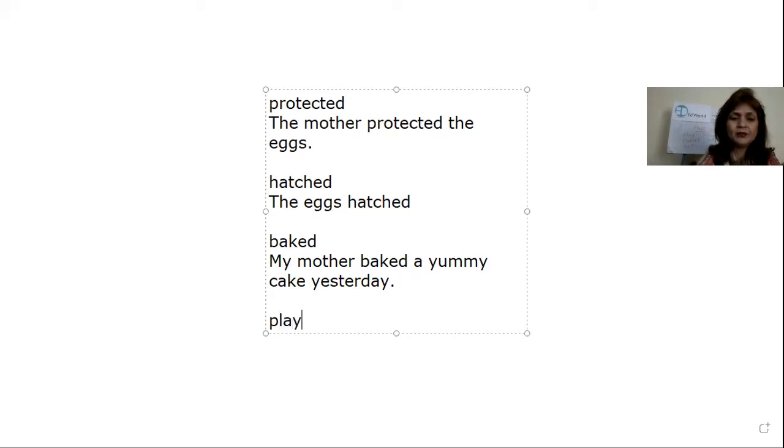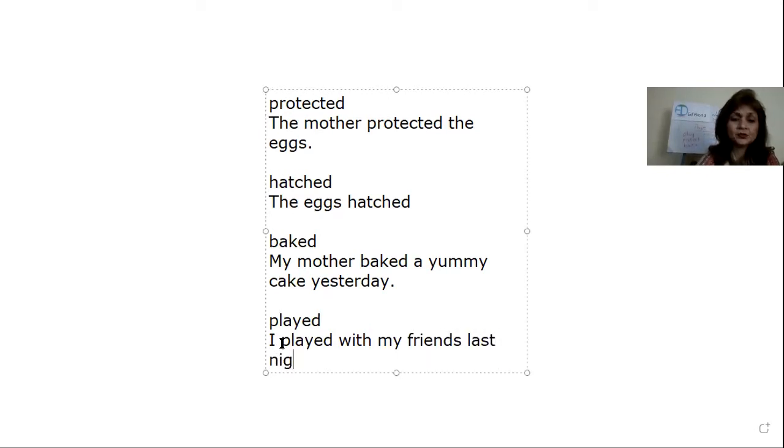Play. How will you make a sentence of play? Sorry, not play, it is played. I played with my friends last night. So it was last night. So again, I have to use the past tense verbs, right? The past tense words. So you see how we have used the past tense words. For protected, we have used the sentence, the mother protected the eggs. Hatched, the eggs hatched. I forgot to put a full stop here. Okay. Then baked, my mother baked a yummy cake yesterday. Played, I played with my friends last night.